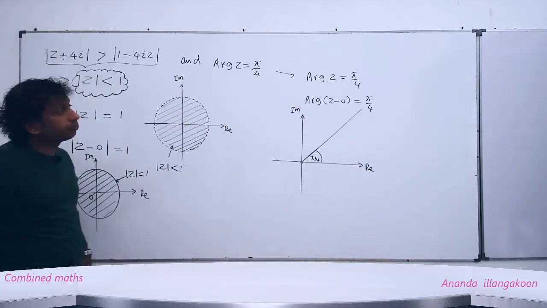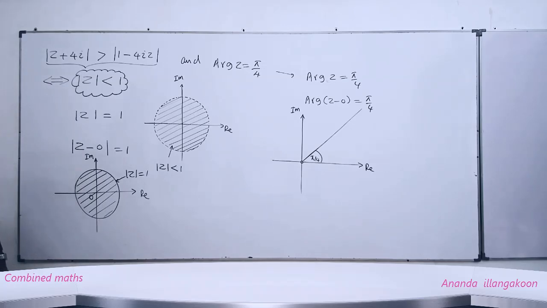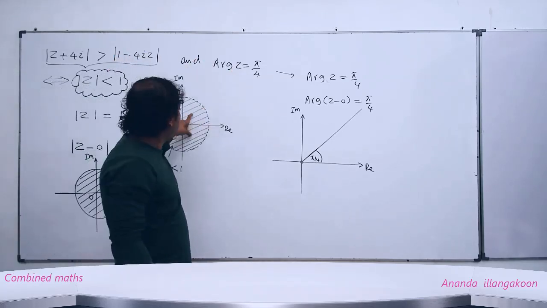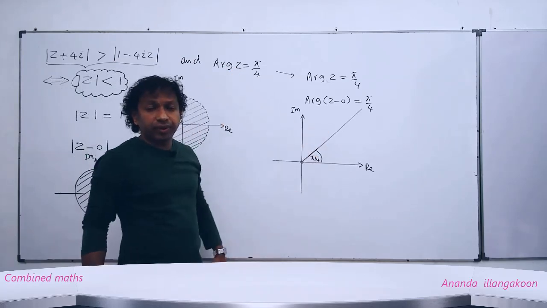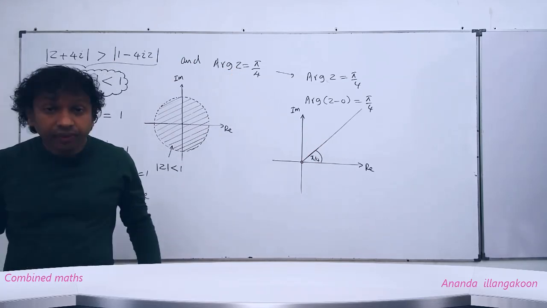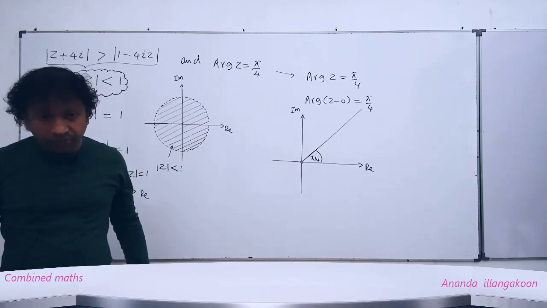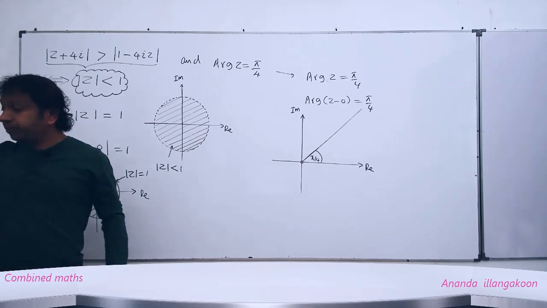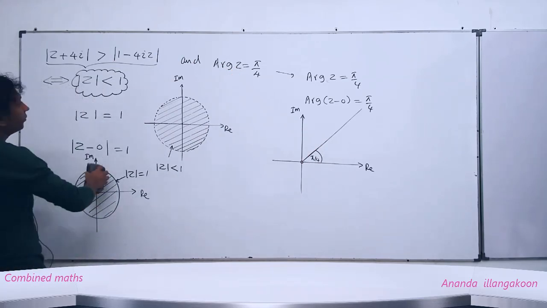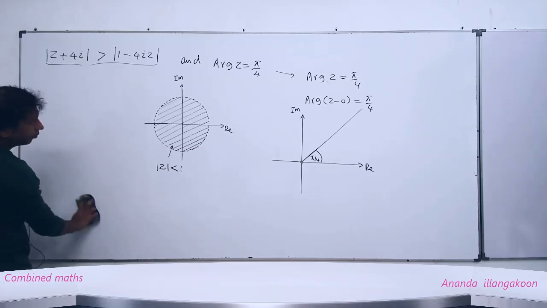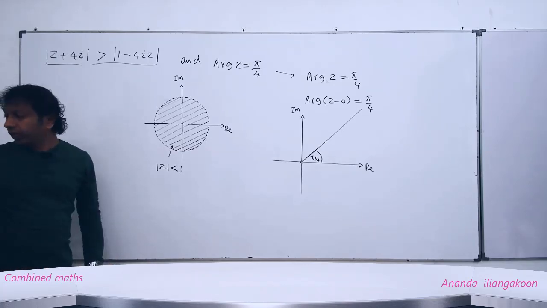Right. Now, people, what? The region common to this and this. That means this and this both we have to draw in the same diagram, and we have to find the common region. That is a required region of Z satisfying both conditions. Right. People, once you draw both in the same diagram, find the common region for this and this.